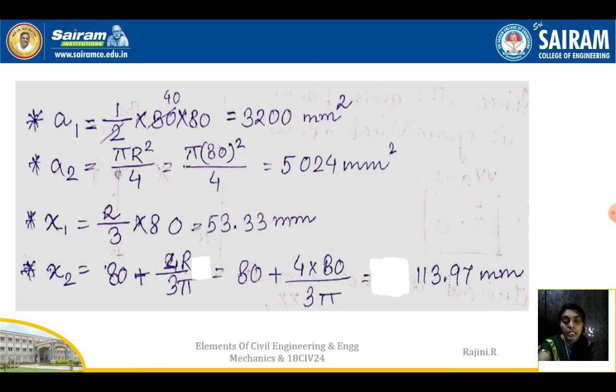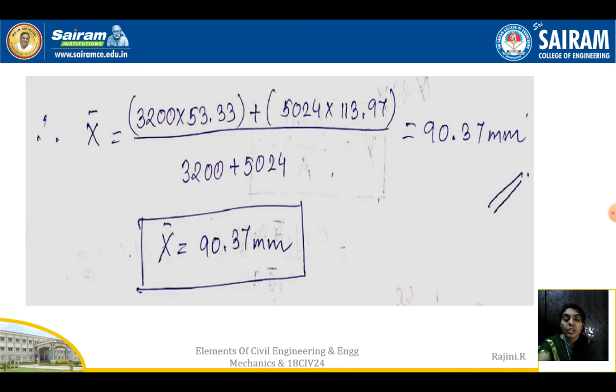So you're getting 53.33 mm. The next is x2, from the y line till the center of the quarter circle. Keep one finger on the y line, another finger in the middle of the quarter circle, and find the distance, that is 80 plus 4r by 3 pi. You get 4r by 3 pi if you derive the formula for the quarter circle. So that is 80 plus 4 into 80, where the radius is 80, divided by 3 pi, which is 113.97 mm. So you got x2.